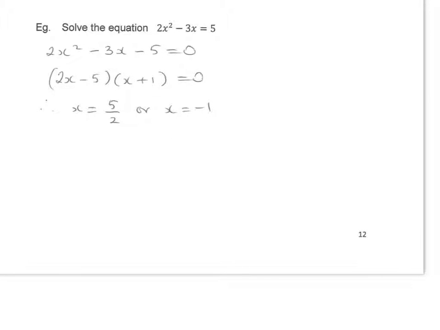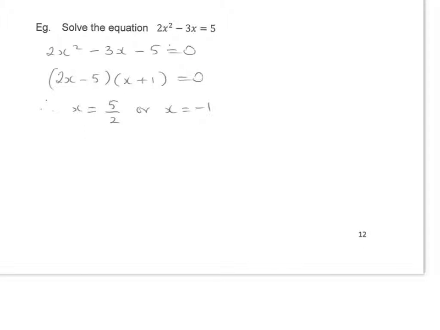Okay, with this example then you can see straight away we've got it equal to 5, so it's not equal to 0. And also here we've got more than 1x squared in the equation. So first things first, let's make it equal to 0. So just like before, we're going to take that 5 away. So taking 5 away from this side gives us 2x squared minus 3x minus 5. And taking 5 away from here then obviously leaves us with that 0. So it's now in a form that we can solve.